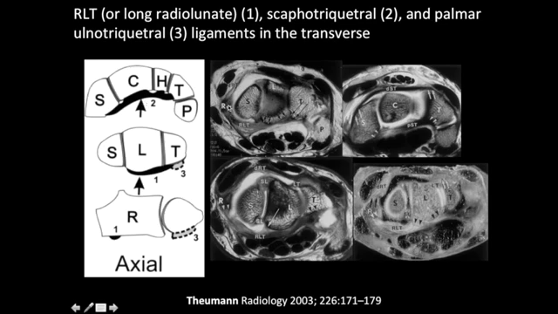So here we are. This is the radiolunotriquetral ligament. It's extending towards the triquetrum. We see the dorsal radiotriquetral ligament as we previously described. More distally, we'll see the dorsal scaphotriquetral ligament and the volar scaphotriquetral ligament at the level of the capitate.